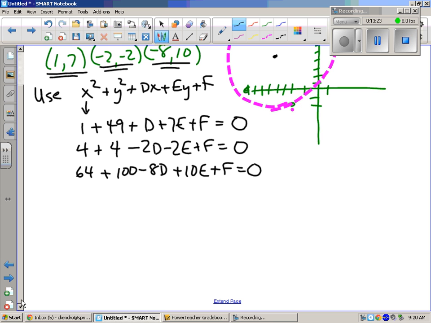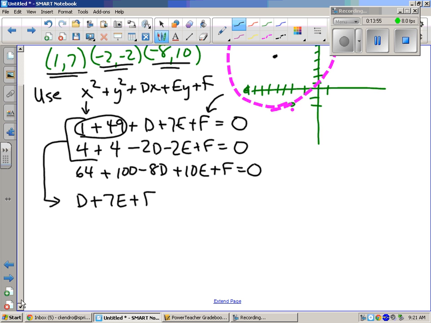Okay, I have 3 equations and 3 unknowns. We need to choose 2 at a time and get rid of one of the variables. So I'm going to choose these 2 and I want to get rid of f because they're both single f's and I won't have to do anything other than subtract one from the other. Okay, so I'm going to take these 2 and rearrange things. I'm going to move the constant to the right side of the equation. So I have d plus 7e plus f equals negative 50.